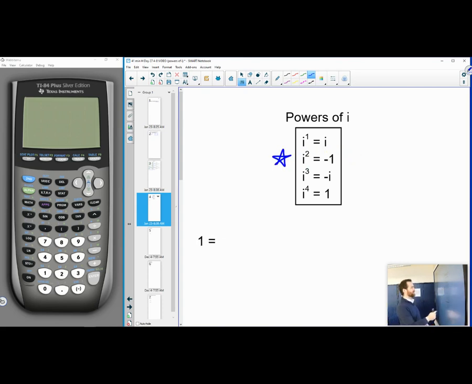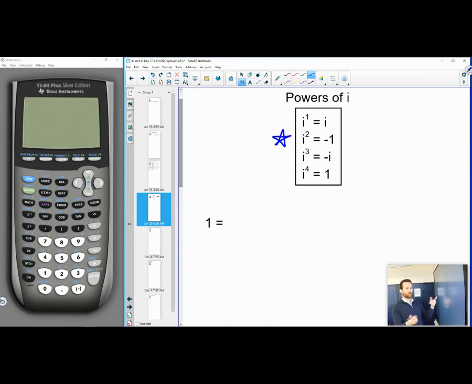Now I've got a 1 down here that you might have noticed. And I want to talk about what powers of i equal 1. Well, the first one is right there, i to the fourth. But that was not the only one we saw on the last slide. What was the next one? So we had i to the fourth, then it was i to the eighth, then it was i to the 12th. Then the next one after that would be i to the 16th, and it would keep on going. So what's going on with these powers?